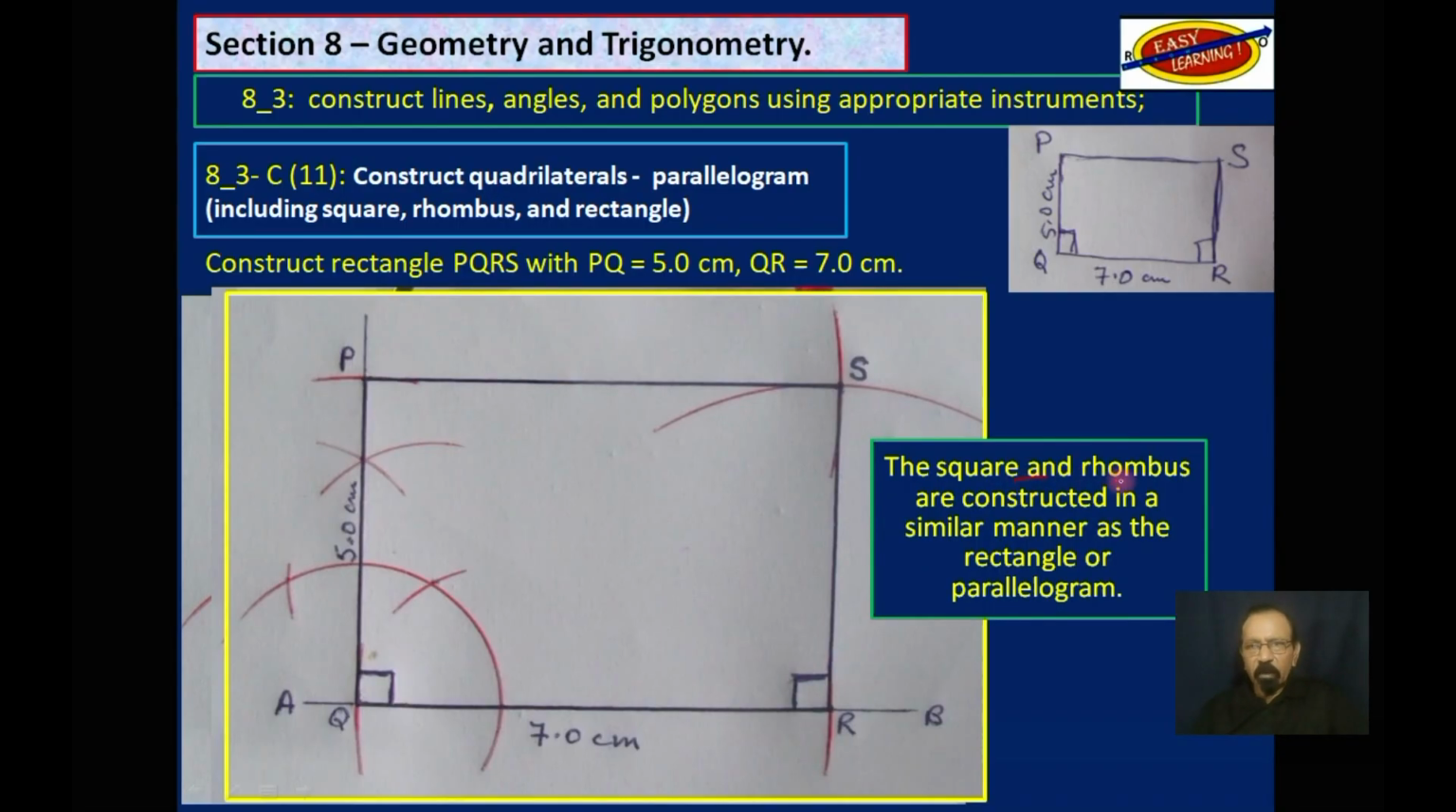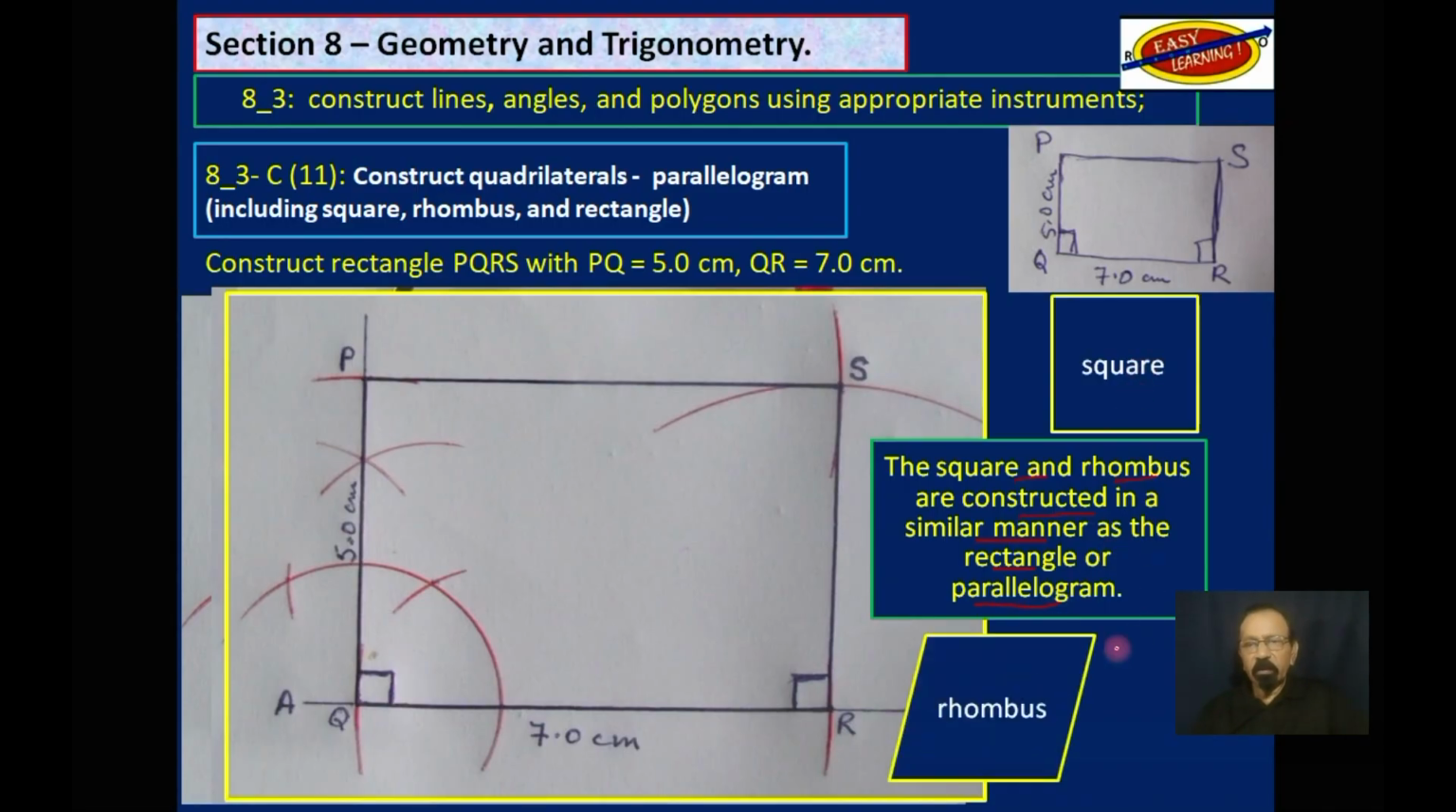The square and the rhombus are constructed in a similar manner as the rectangle or the regular typical parallelogram. Square and rhombus.